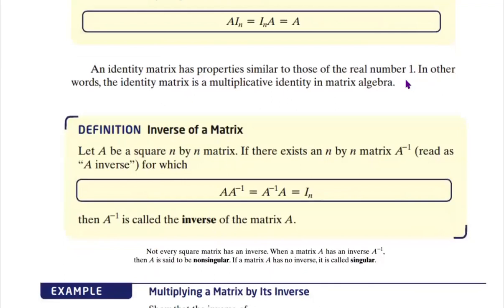An identity matrix has properties similar to those of the real number one. We talked about that, right? If you multiply by one, it's not going to change anything. That's the same thing if you multiply by I, whatever the I, if it's I2, I3, I4, any I, if the multiplication is possible, then it's not going to change the answer. And that's exactly what one does for real numbers.